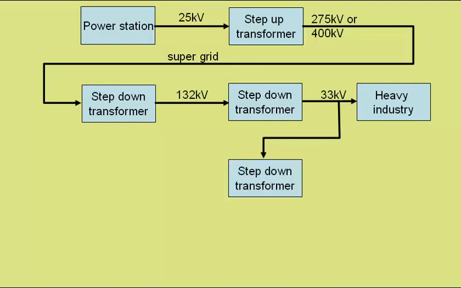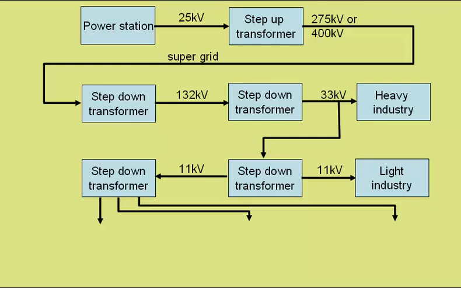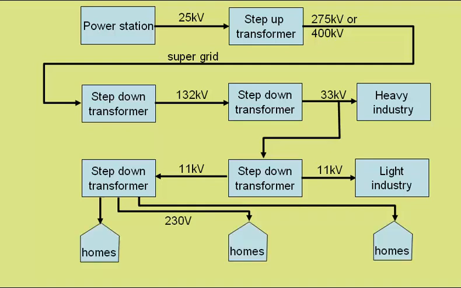Another step-down transformer would have an output at around 11,000 volts, which would suit some light industries. But it would also need to pass through another step-down transformer before it could be sent at 230 volts to domestic customers.